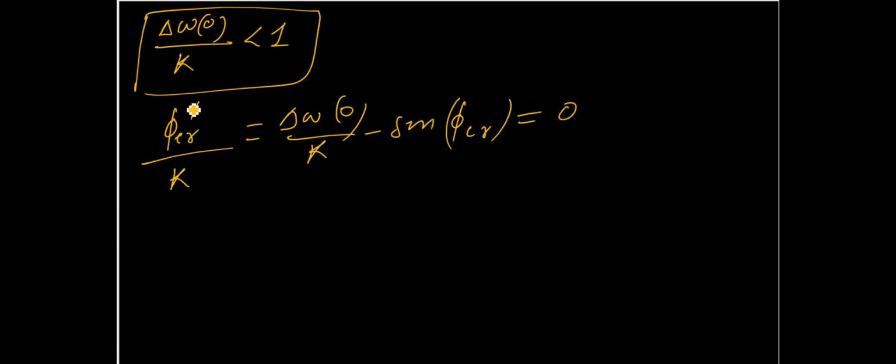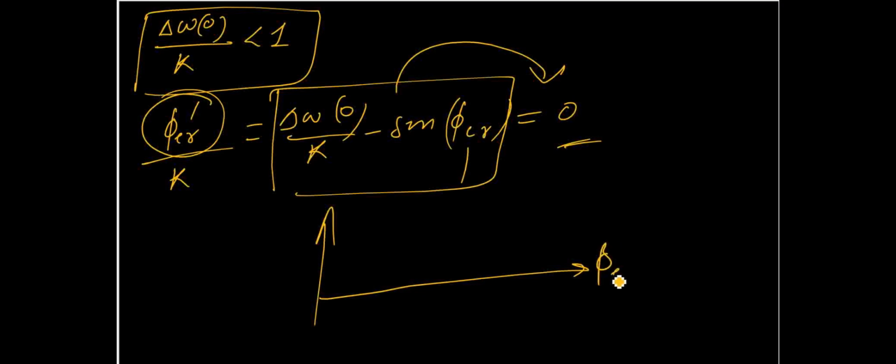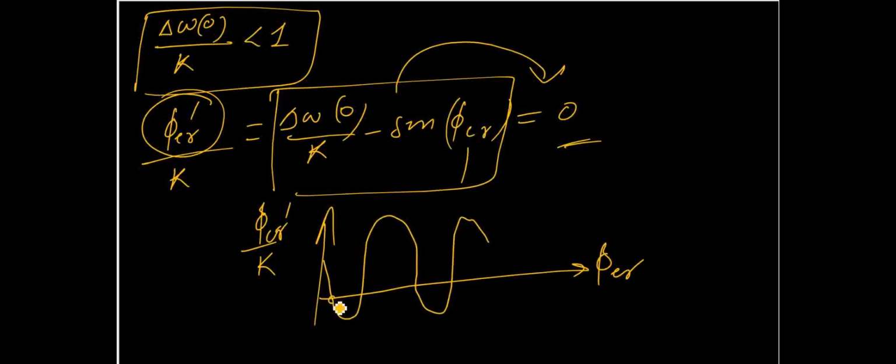Because the locking condition says that the differentiation of the phase error should be equal to 0, so that equation should be equal to 0. For making this equation 0, there should be some solution point of the phase error. If I plot this equation, with phi error on one axis and phi error dash by k on the other, the sign will reverse and you can see there are some solution points. So this must be there, and that's why I'm saying it should be equal to 0.